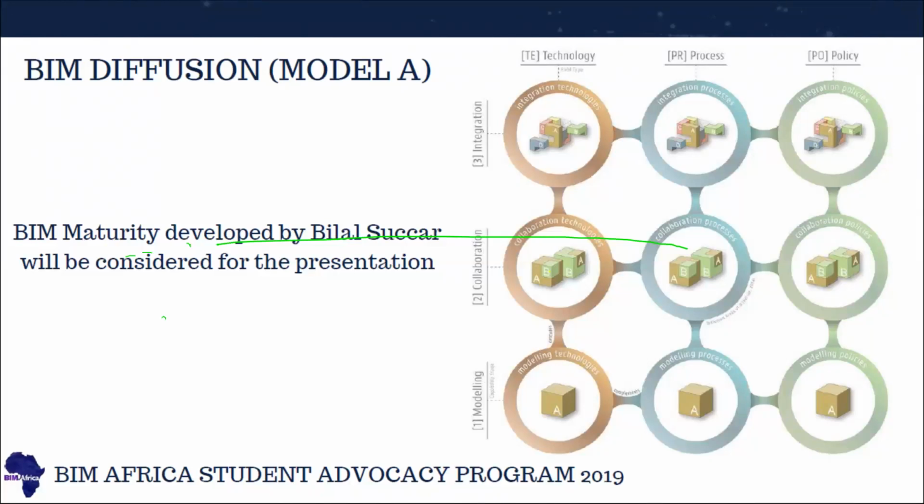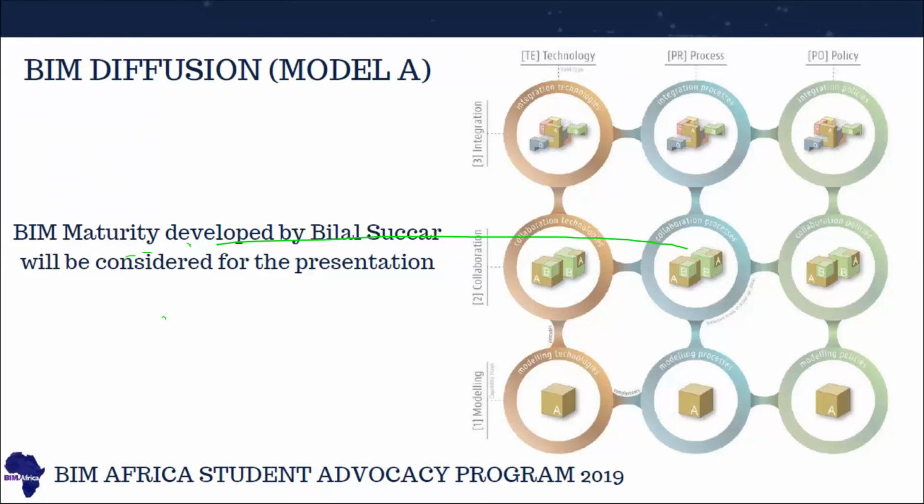You go to the next stage. The next stage is in the context of collaboration. In the context of collaboration, what technologies are you using, what processes are you using, what policy are you using? So modeling is just modeling by yourself. Collaboration is, okay, you do the modeling, but you collaborate with other people. In the context of integration, it looks at where you actually work with network systems, where you work internationally with other people. So it looks at what technologies, processes and policies you use.